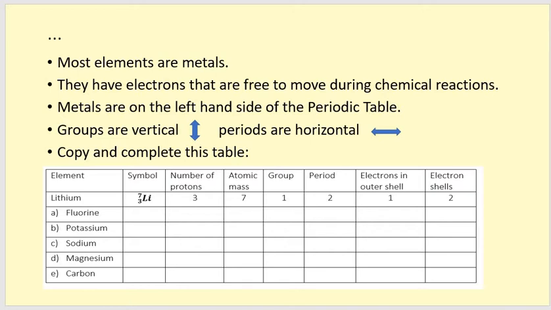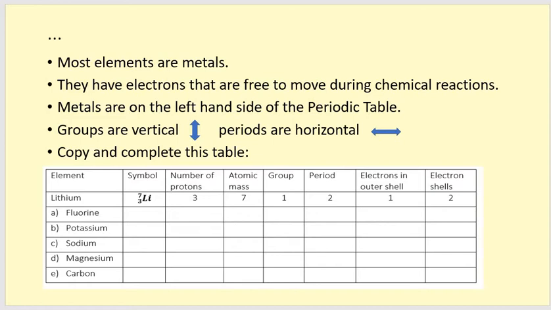And there is a table here to complete to show you can use your periodic table. Now, very kindly, the first row has been done for you. It tells you lithium has the symbol 7, 3. It doesn't matter which way around they go. The number of protons, the smaller number, is 3. Atomic mass is 7. Look on your periodic table, you'll see it's a group 1.